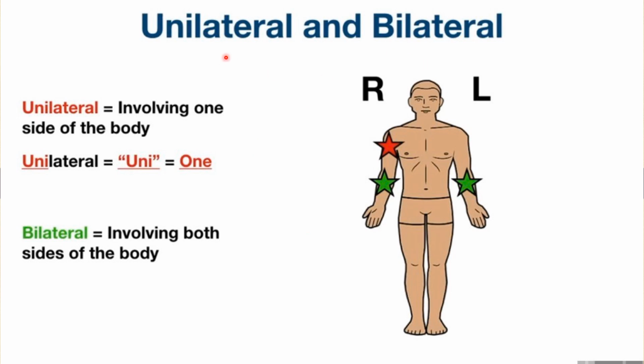Now we're going to use another term, unilateral and bilateral. Uni means one, bi means two. Unilateral means that there's involvement of one side of your body. Usually for patients who have stroke, you notice that they can't move their upper limb or their lower limb. So one side of the body is affected, and we say it is unilateral involvement.